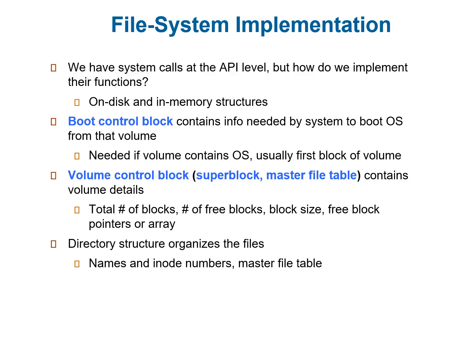The file system organization refers to how files and directories are stored on the disk. A file system is responsible for managing files and directories, and it provides a way for users and applications to access and modify them. Different file systems may organize files and directories in different ways and may use different methods for storing and accessing them. That's what we have seen earlier. And coming to the boot control block, it contains information needed by the system to boot the OS from that volume, usually the first block of the volume if the volume contains an OS.